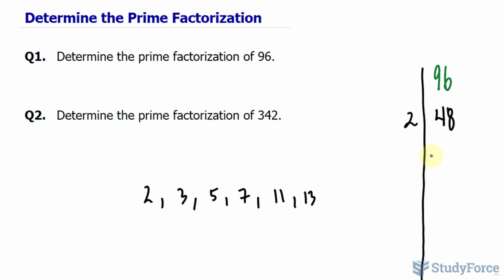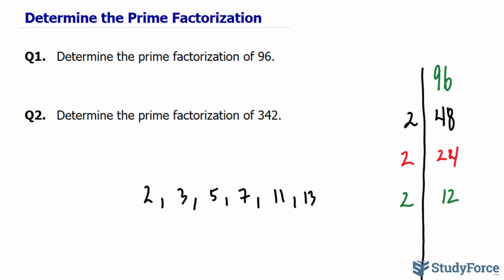Again, you go through the same cycle. What is the lowest prime number that divides into 48? It is 2. And it divides to 24. What is the lowest prime number that divides into 24? Since 24 is even, you know that it will be 2.